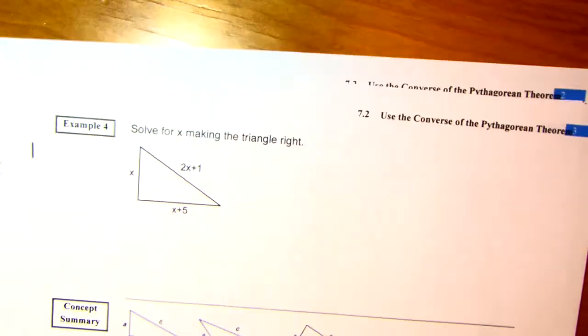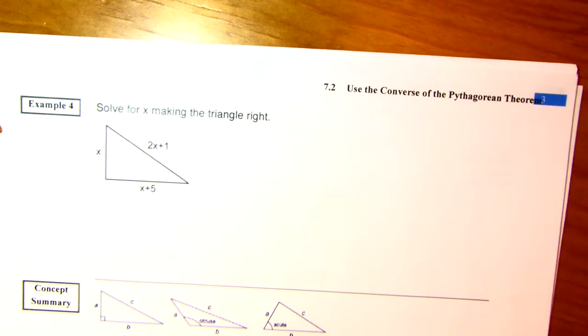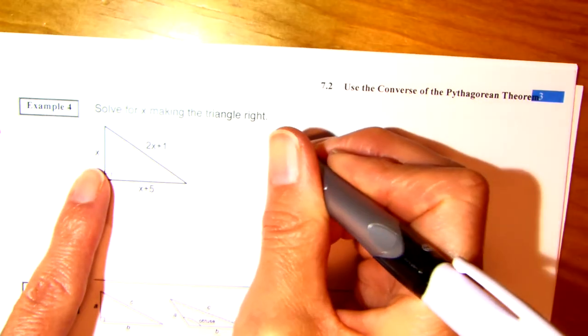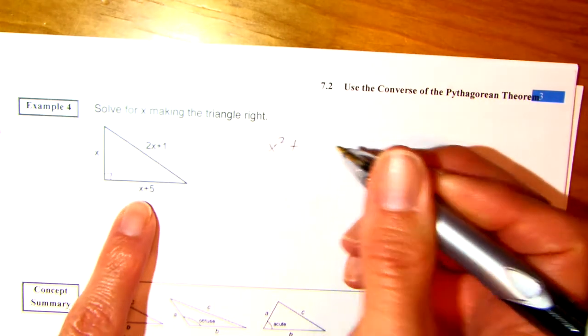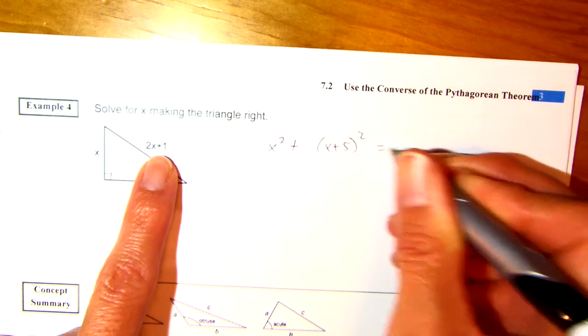Okay, last page. Alright, ooh, look at this. Okay, solve for x, making it a right triangle. So I want this to be a right triangle. So what I'm going to do is take this squared, and set it equal to this squared.